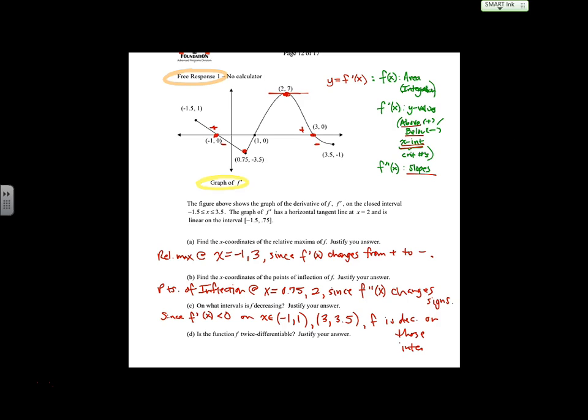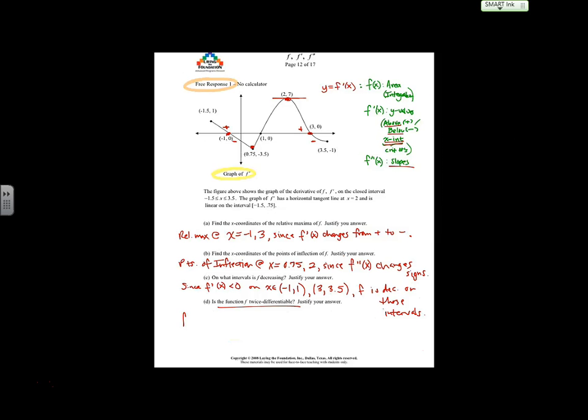Is the function twice differentiable? What does that mean? Can the second derivative be taken and exist everywhere? Second derivative, look at slopes. Are there any places where the slopes are going to be undefined? Yes. Derivative? Sharp point. 0.75. F double prime of 0.75 does not exist since F prime of X has a sharp point.